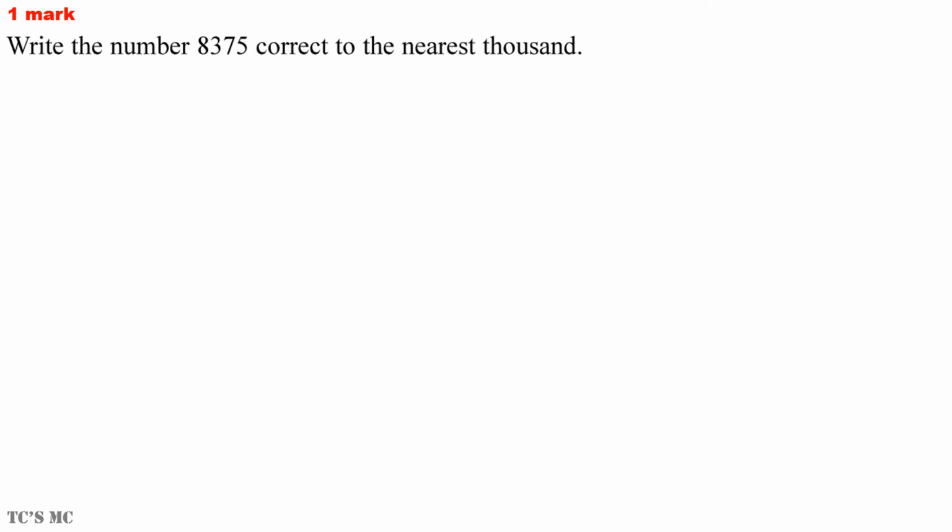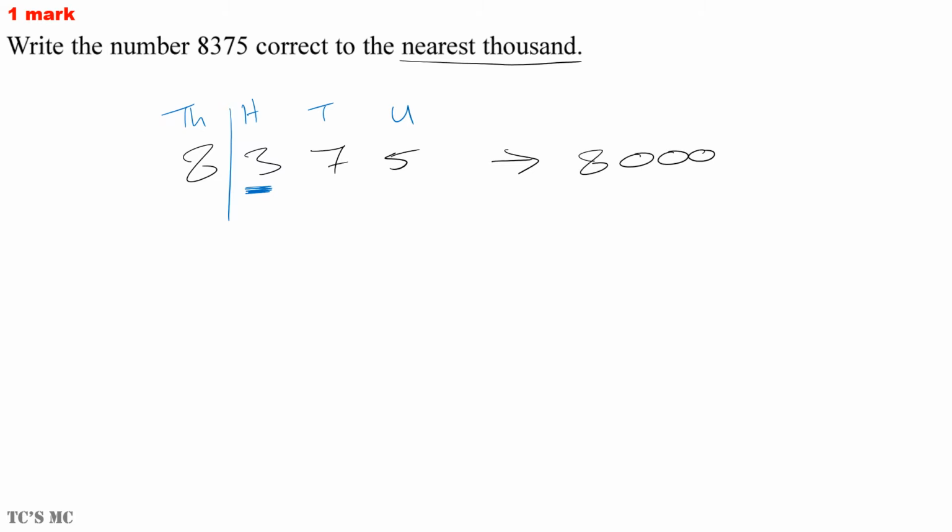Write the number 8,375 correct to the nearest thousand. It's always a good idea to write out the place value headings. So we have thousands, hundreds, tens, and units. Because we are rounding to the nearest thousands, draw a line after the thousands. Because the next digit is 3, and we only focus on the 3, we need to round down. If we round down, our answer becomes 8,000. And for 1 mark, all you need to write is 8,000.